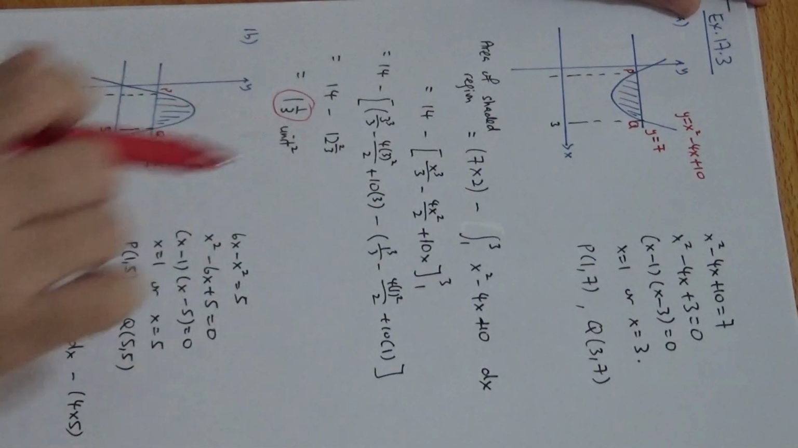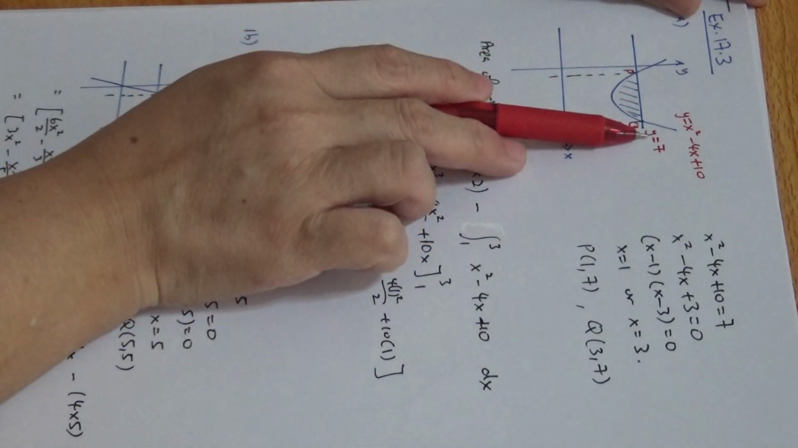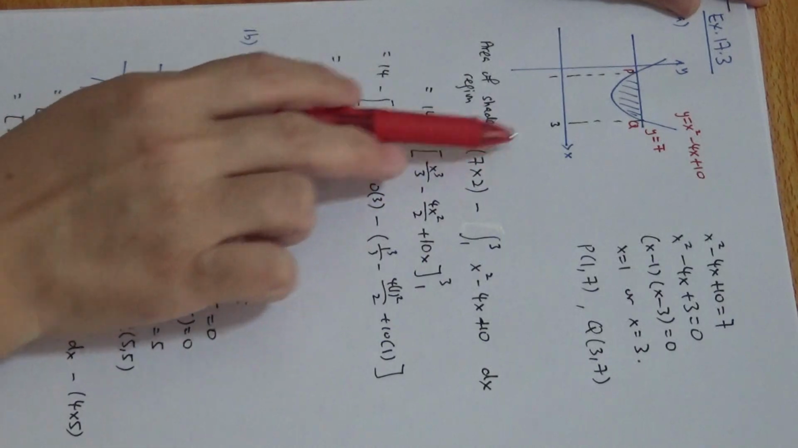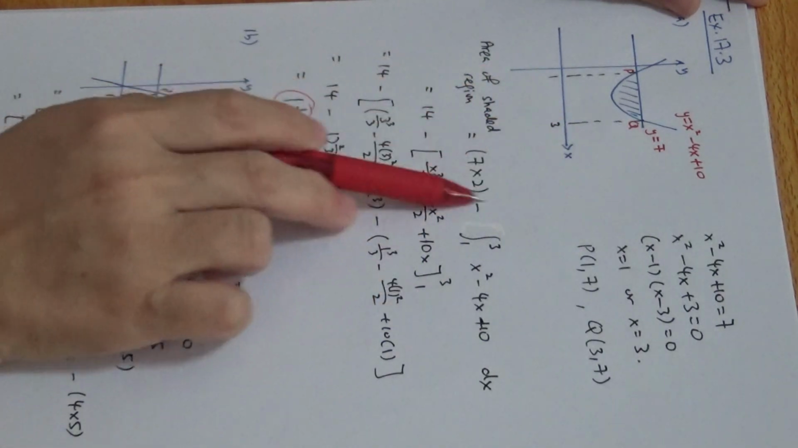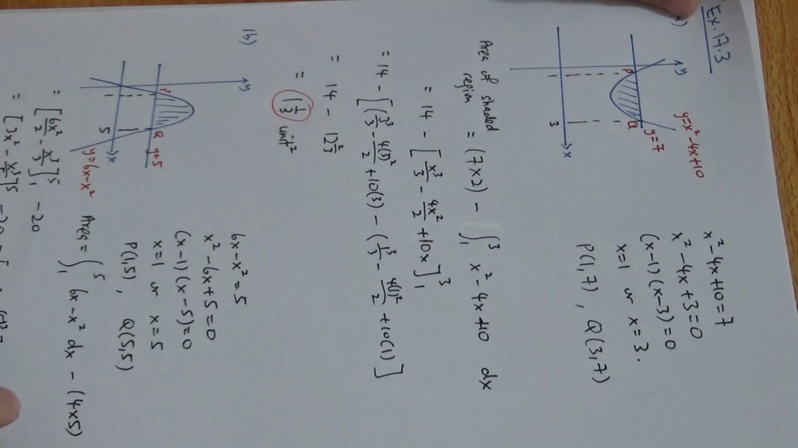Now if you do not want to, you want to integrate 7, that is also okay because this is the equation of the line. So you can integrate from 1 to 3, 7, to get this answer 14 as well. Okay, like I said, it's up to you and your preference. Whichever you like, you just do it.